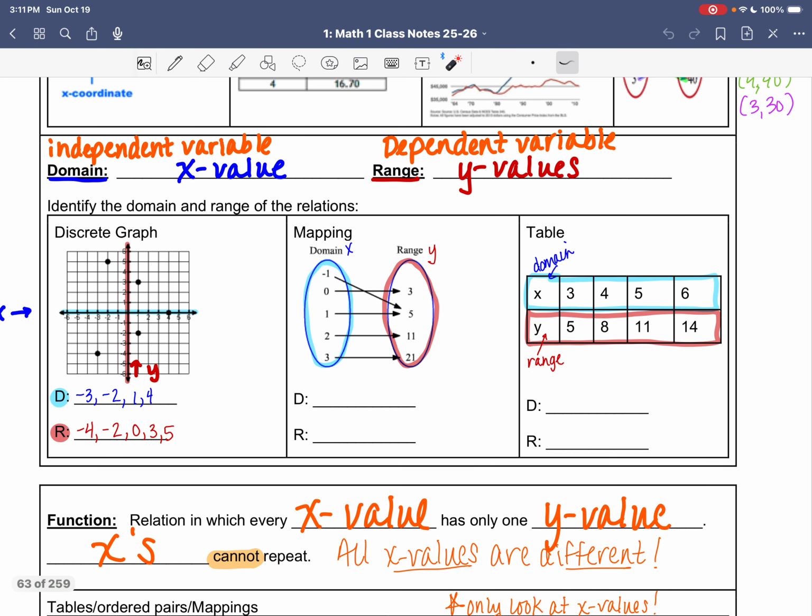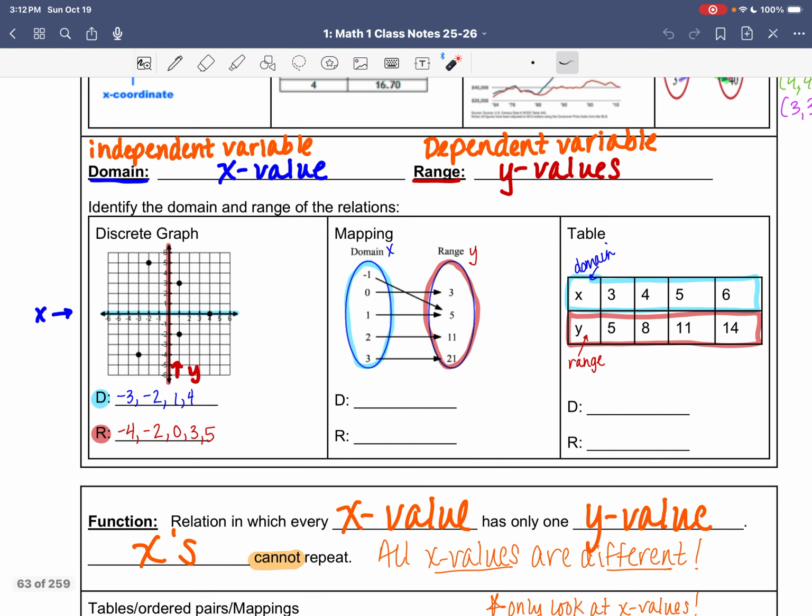Now, some important information you need to know about these is you have the domain. Domain is the x value. We'll also call it the independent variable. And you have a range. Your range is your y values, and that's called the dependent variable. So all of these mean your x's, and this means your y. All right, so let's go ahead and do a discrete graph.